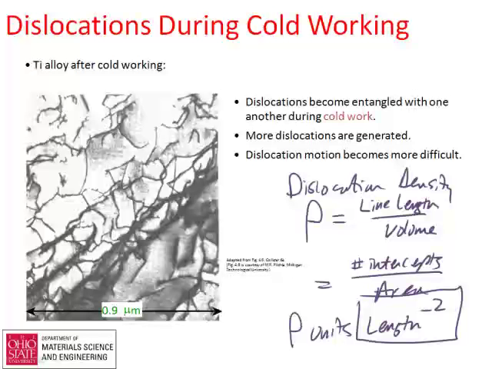But you have massive amounts. You can have miles of dislocation density in a square centimeter of material, just massive amounts. They interact with one another, and that can give you tremendous strength.